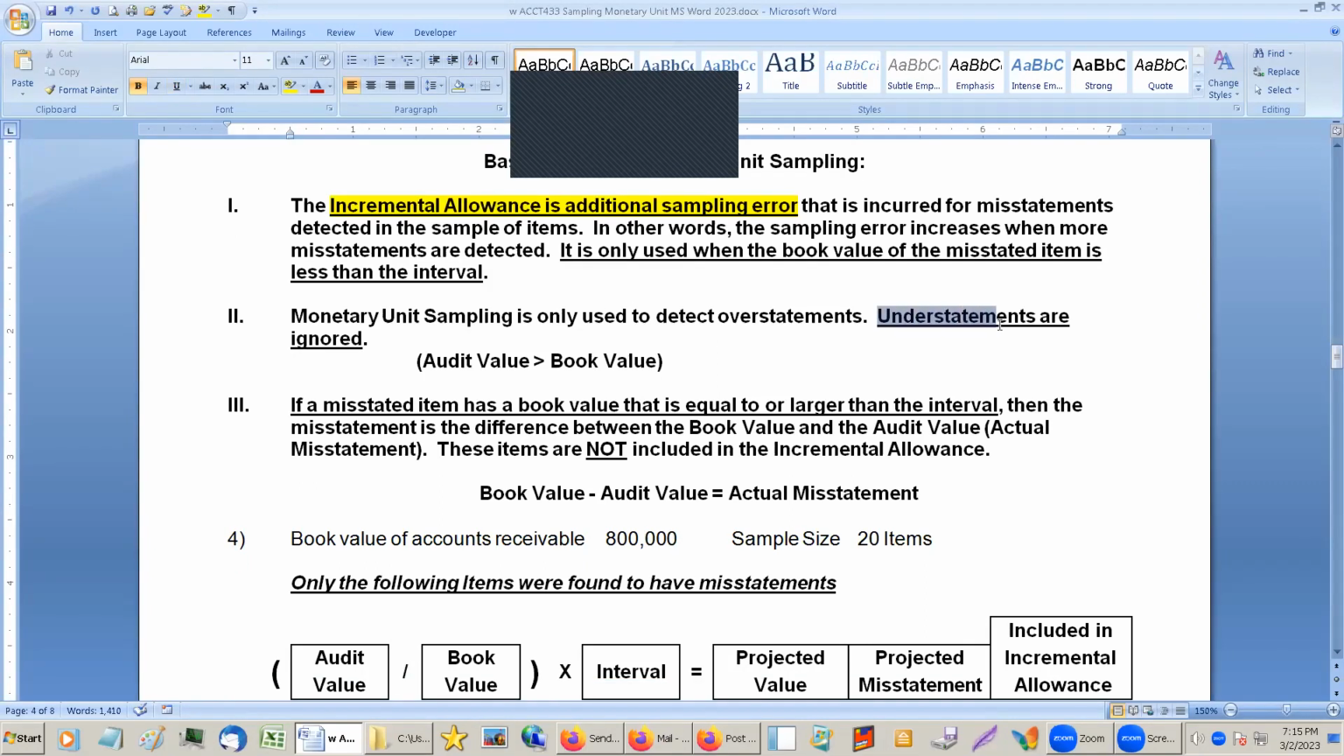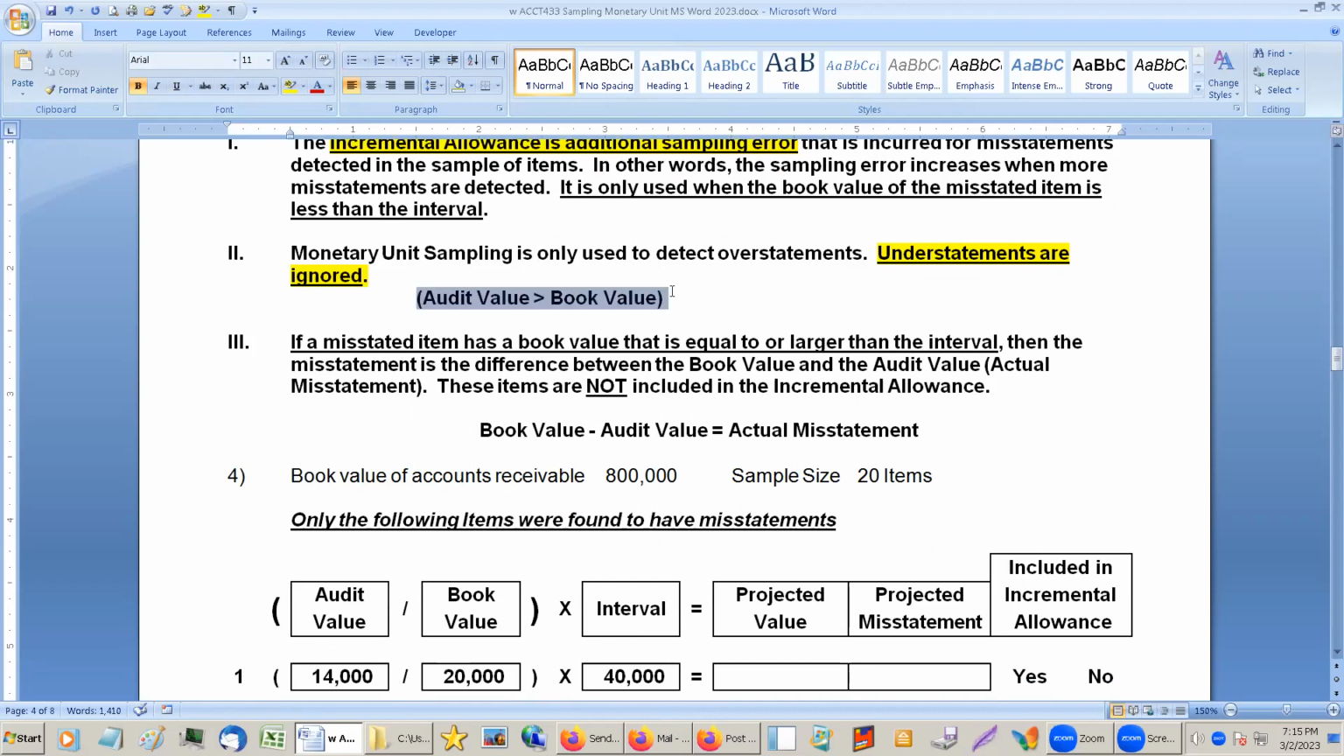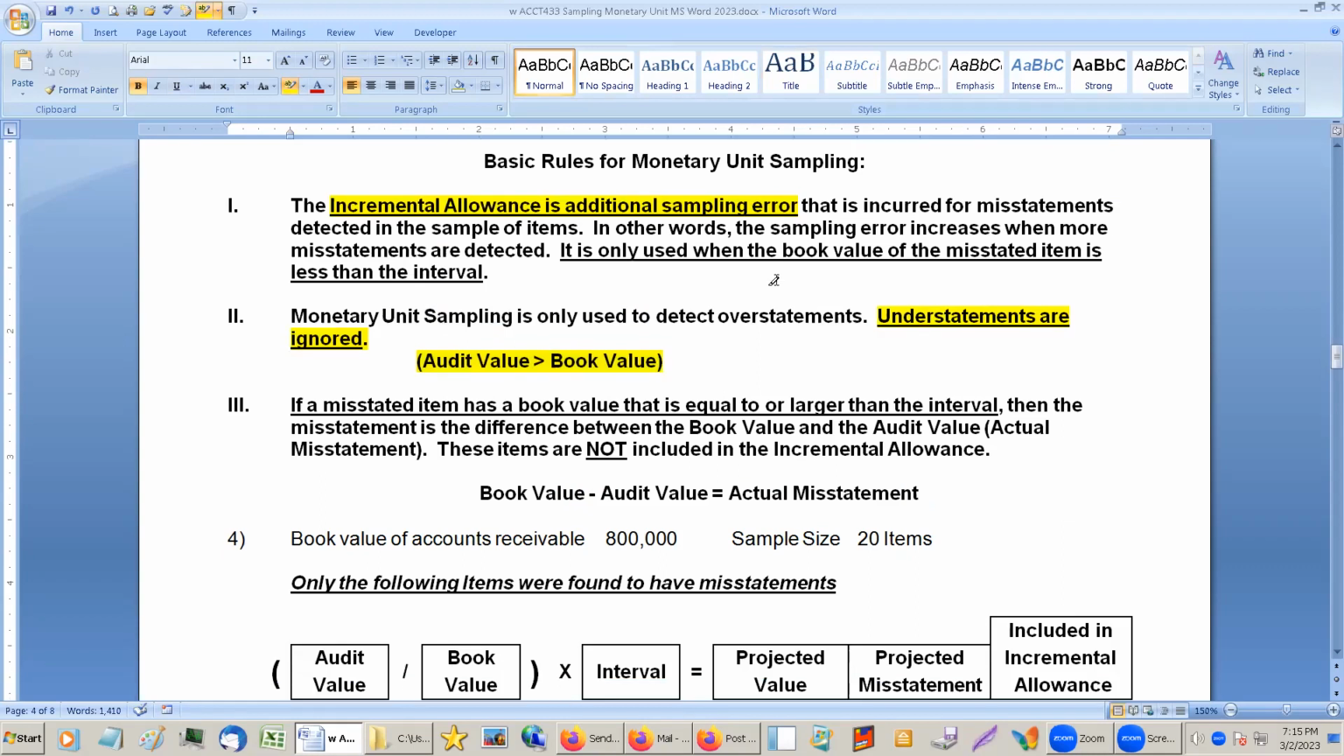We talked about this a little bit already. This method is used for overstatements. If we find understatements, we don't do anything with them. So if we find understatements, we ignore them, which as an auditor kind of rubs you the wrong way. You find something that's not correct, you go, okay, I want to write this down. I want to show people, look what I found. I found that this thing is understated. This method doesn't look for understatements. Understatements are ignored. So that's a quirk of this method.